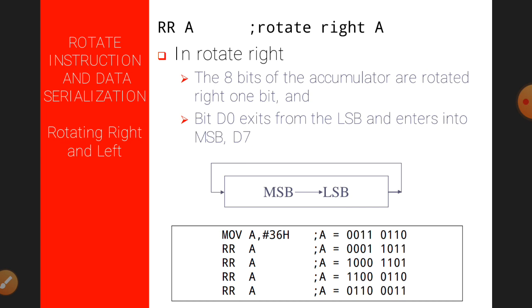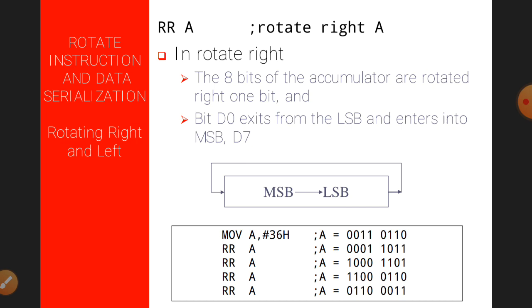Here just see the program, MOV A comma 36H. So 36H can be written as 00110110. Whenever I am writing the first instruction as RRA, the bits you start seeing are D0, D1, D2, D3 from the rightmost, then D4, D5, D6, D7. Whenever I am writing RRA for the first time, the bits will get moved.